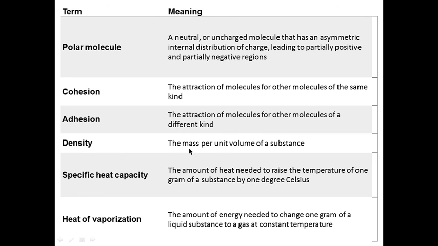Density means the mass per unit volume of a substance. Specific heat capacity means the amount of heat needed to raise the temperature of 1 gram of a substance by 1 degree Celsius. And heat of vaporization means the amount of energy needed to change 1 gram of a liquid substance to a gas at constant temperature.